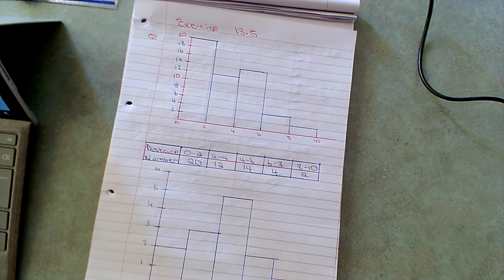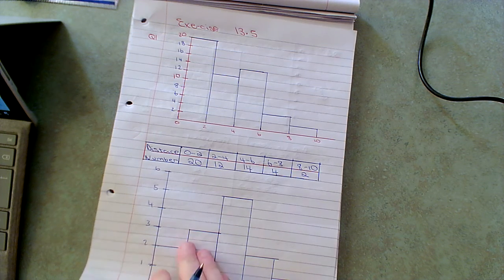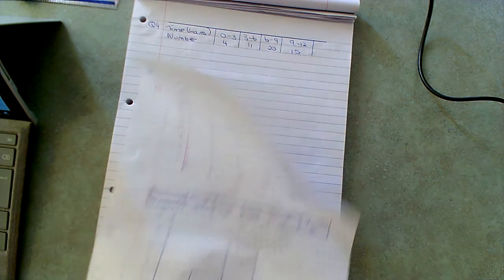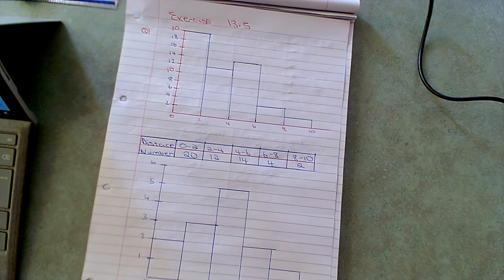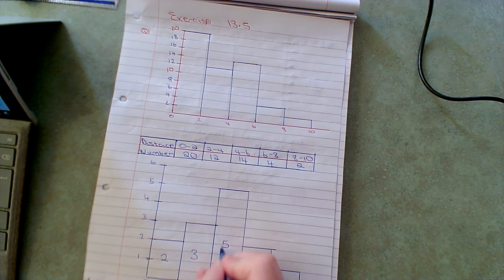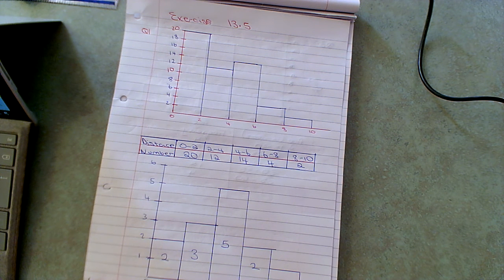Then it says the time in minutes taken by each member of a group to solve a problem is represented in the histogram, and I'm asked to complete a table. I don't have it drawn out, okay? But in your table, girls, times in minutes, for 0 to 1 you should have 2. In 1 to 2, you should have 3. In 2 to 3, you should have 5. In 3 to 4, you should have 2. And finally, for 4 to 5, you should have 1.